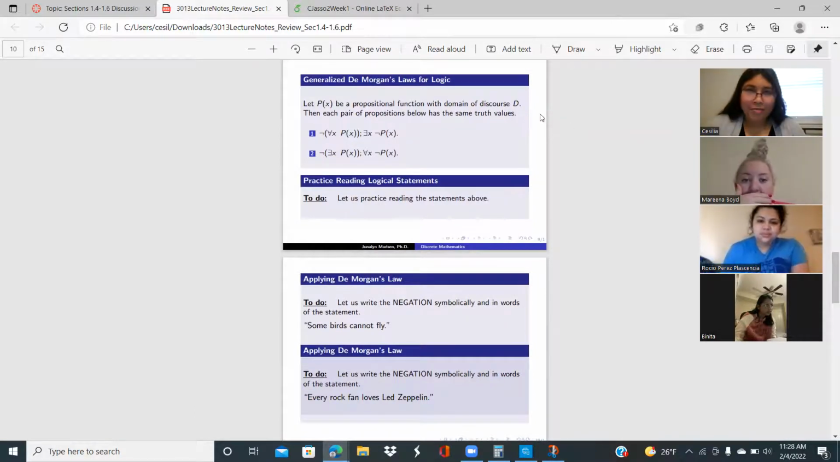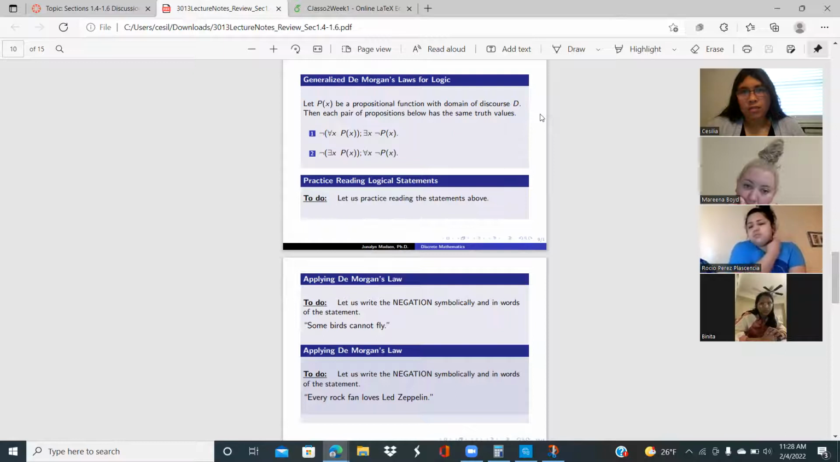This part right here: generalized De Morgan's laws for logic. Let P of X be a propositional function with the domain of discourse D. Then each pair of propositions below has the same truth tables. So the not of for all X, P of X, is going to be the same as there exists an X, not P of X.